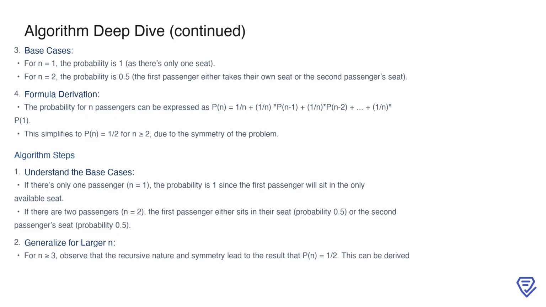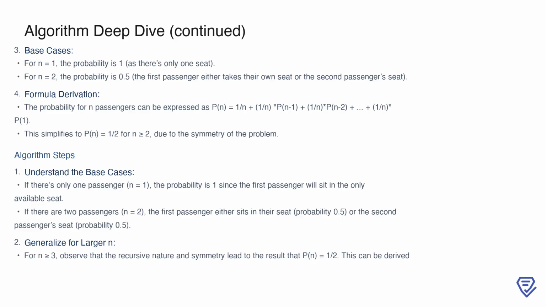The formula can be written as P(n) equals 1/n plus 1/n * P(n-1) plus 1/n * P(n-2) and so on, down to plus 1/n * P(1). While this formula looks complex, symmetry in the problem allows us to simplify it drastically. For any n greater than or equal to 2, the probability stabilizes at 0.5. This reduces our problem to just understanding this inherent symmetry and applying it mathematically.